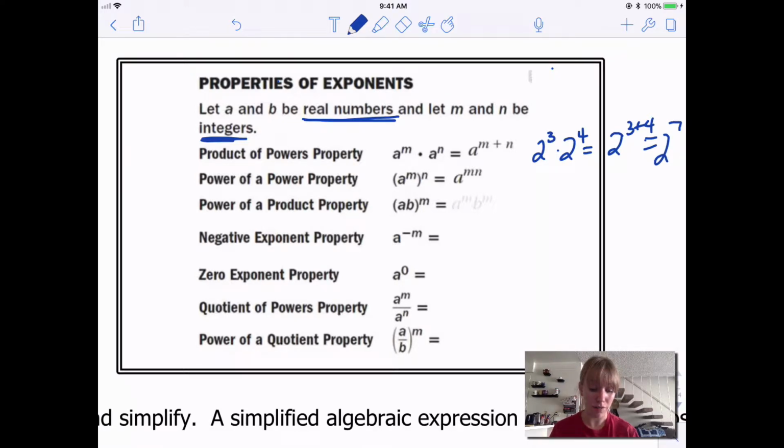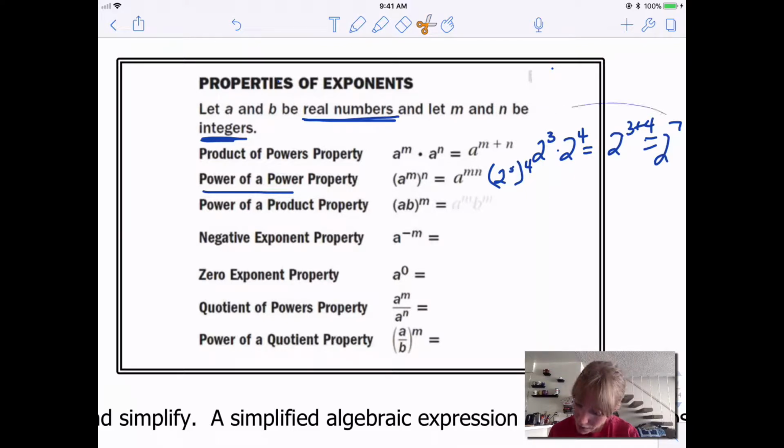Okay, not too bad. Power of a power means that I have a power, a to the m, and I'm raising that to another power. When I have a power raised to a power, I'm going to multiply my powers, so a to the m times n. An example of that would be 2 to the 3, all raised to the fourth power.